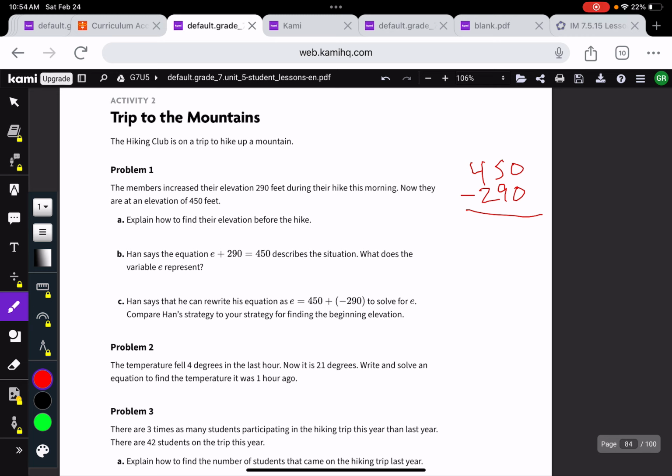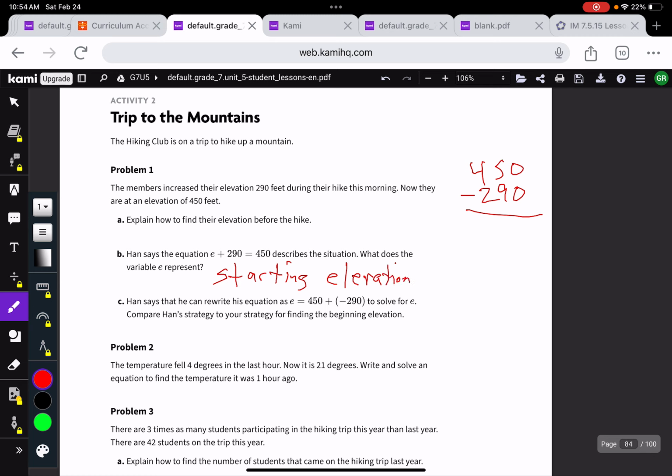Part B says, Hans says the equation E plus 290 equals 450 describes this situation. What does E represent? So Han is saying E plus 290 equals 450. What that means is well, E is not just, they could pick any random letter, but E is a good letter to choose because that stands for elevation, but not just elevation, because 290 is elevation, 450 is elevation. What do they mean? What does E stand for? E stands for their starting elevation.